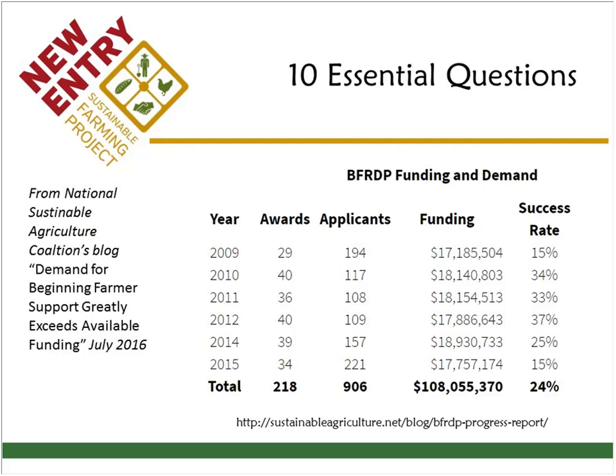So here's a layout, from some years back, of the BFRDP program, how many people applied and how many were funded. It's a little bit of a bell curve going up and then back down in terms of the success rate. But you can see that there are a lot of applicants to this program. It's a national program, and it's very, very competitive. So it is going to be important to distinguish your project from other projects.